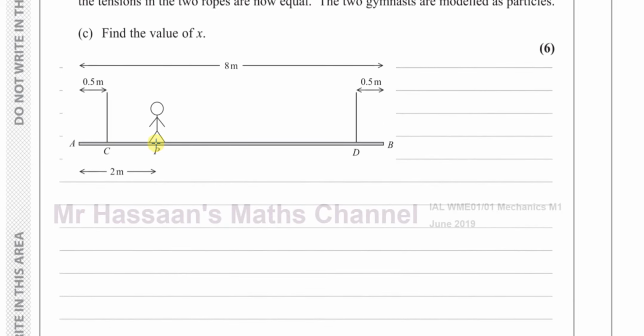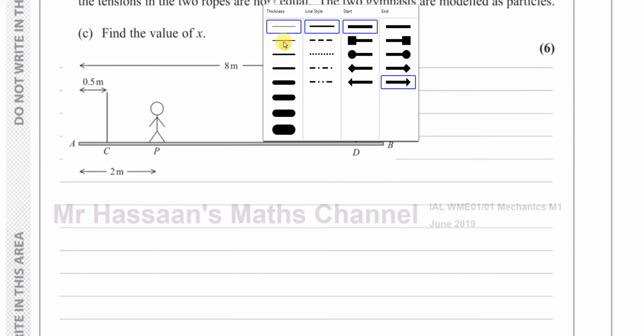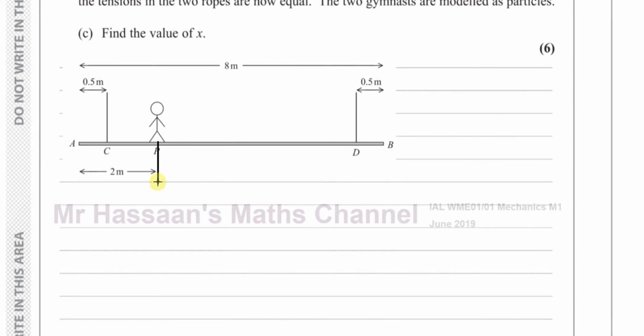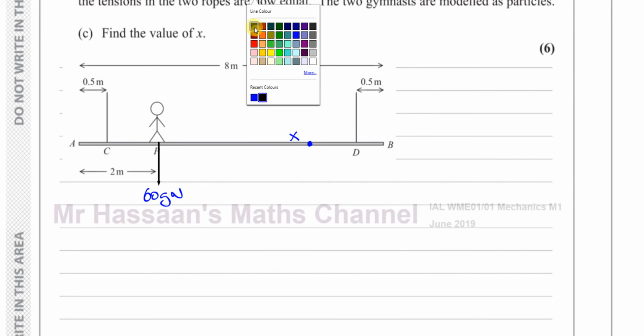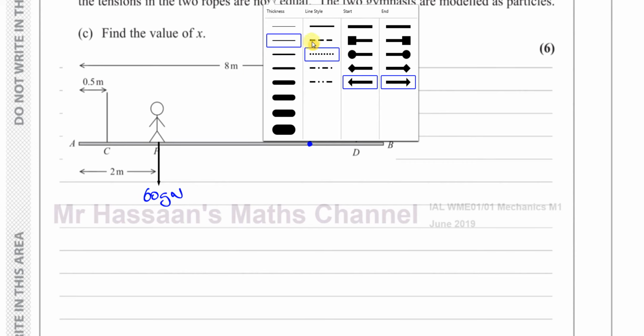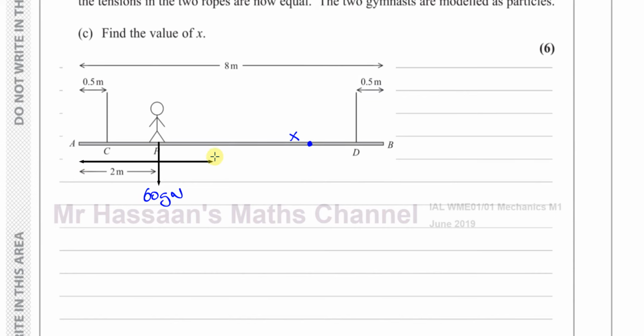You have a gymnast at P who has a mass of 60 kilograms. So that's 60G newtons there. Then you have a gymnast somewhere else. We don't know where that is, but we're going to call it X. We know that the distance of X from A is X meters. We don't know the exact distance. From A is X meters. Okay, that's what we're told.